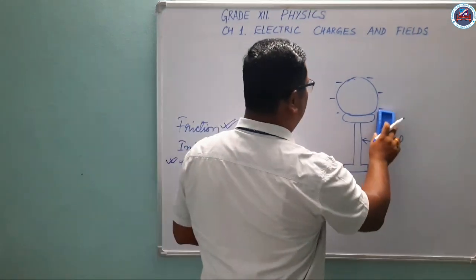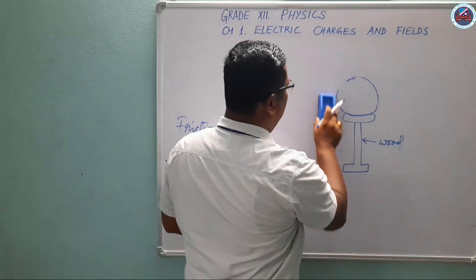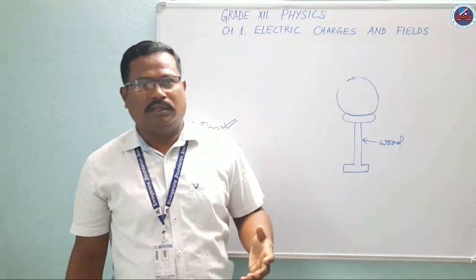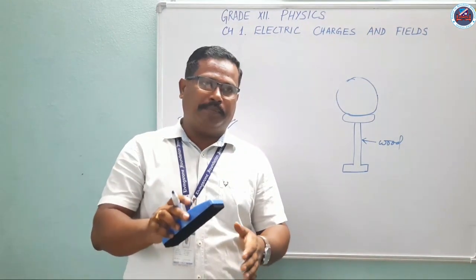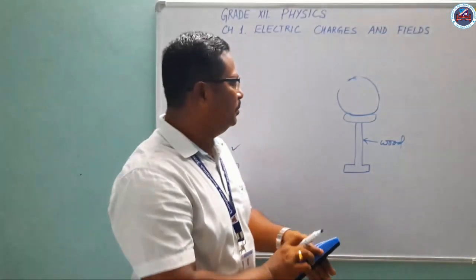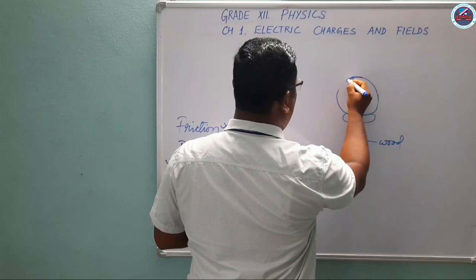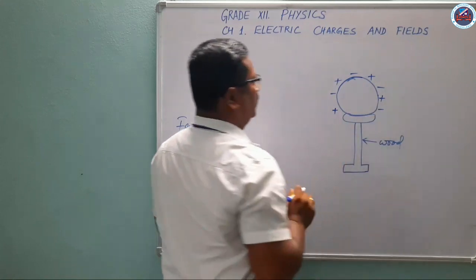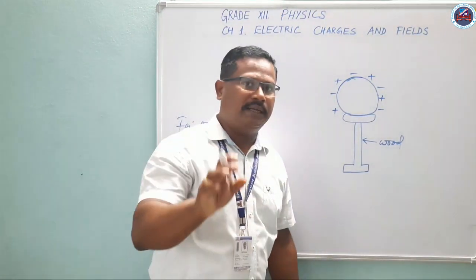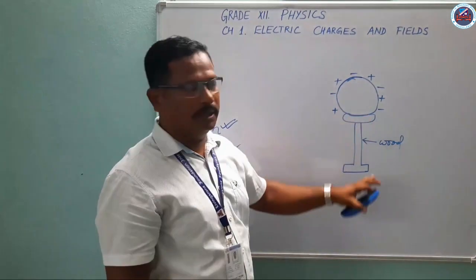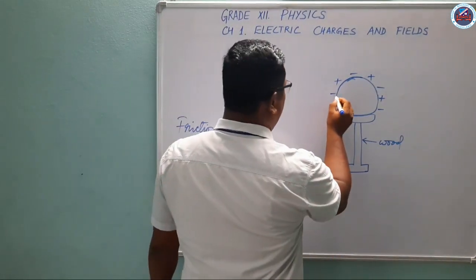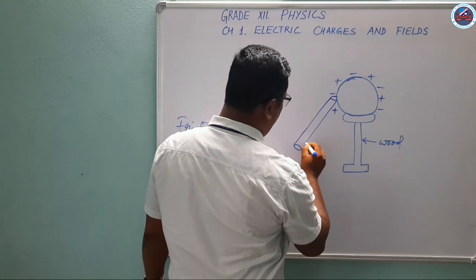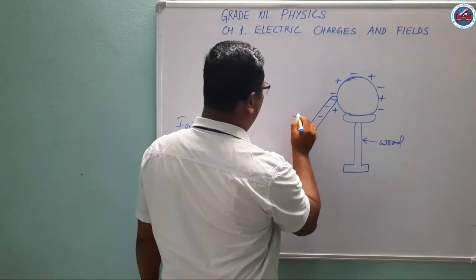In conduction, the uncharged body gets charged when you bring a charged body and keep it in contact with it. Suppose here, this is the uncharged body, as I said before, a neutral body. The number of protons and the number of electrons both will be equal. Now if I bring a charged body and keep it in contact, suppose this is an ebonite rod, a negatively charged ebonite rod.